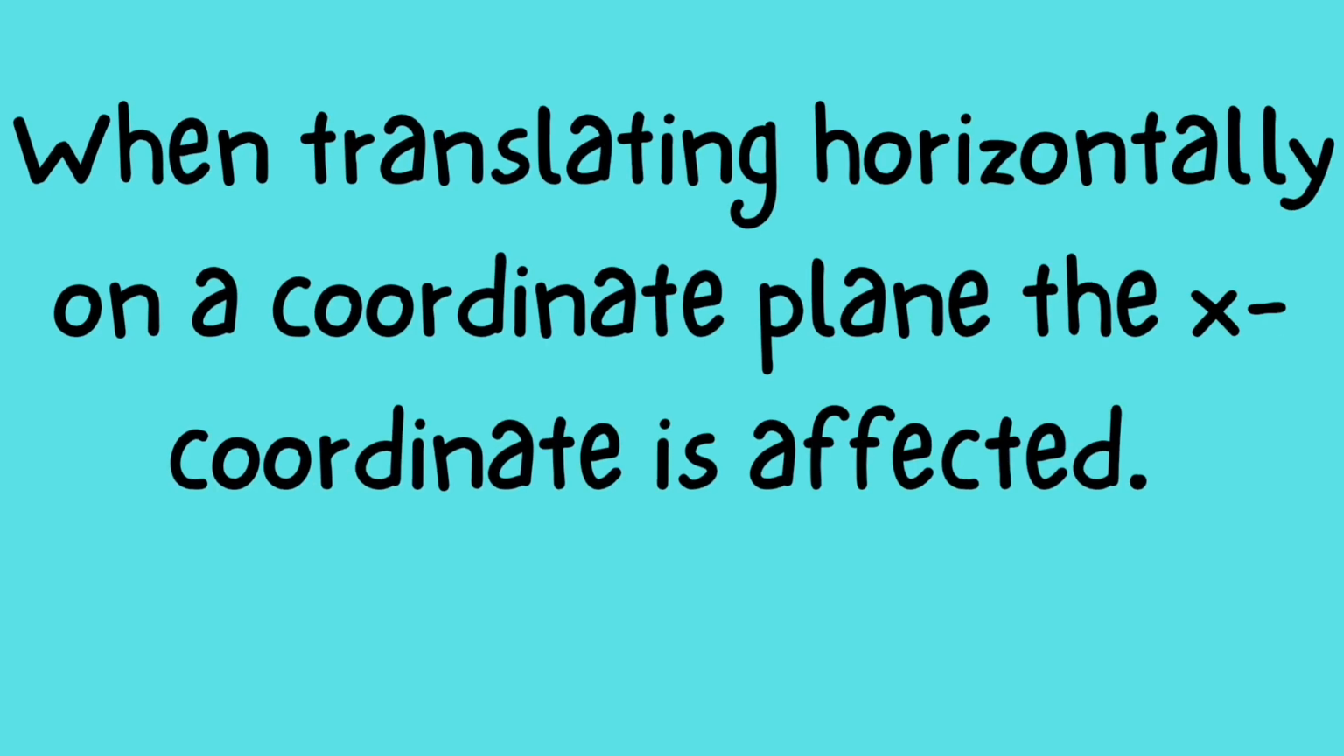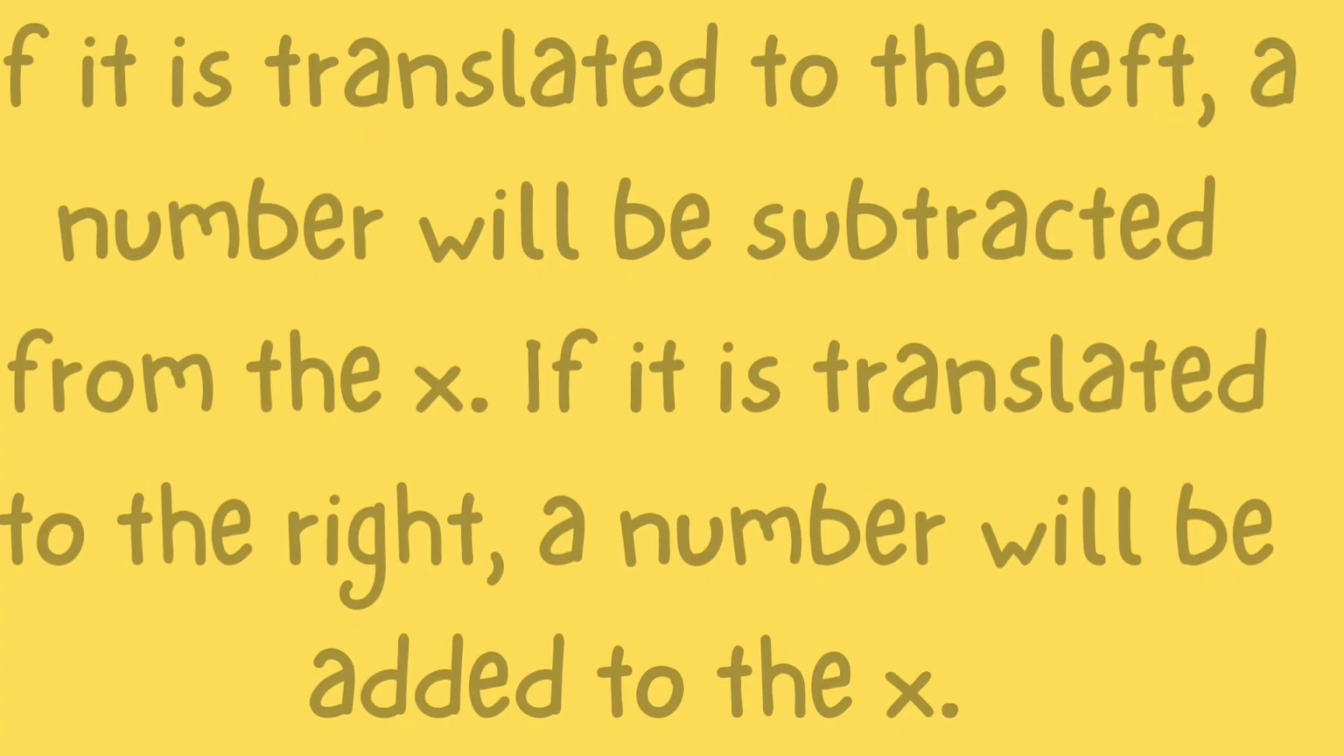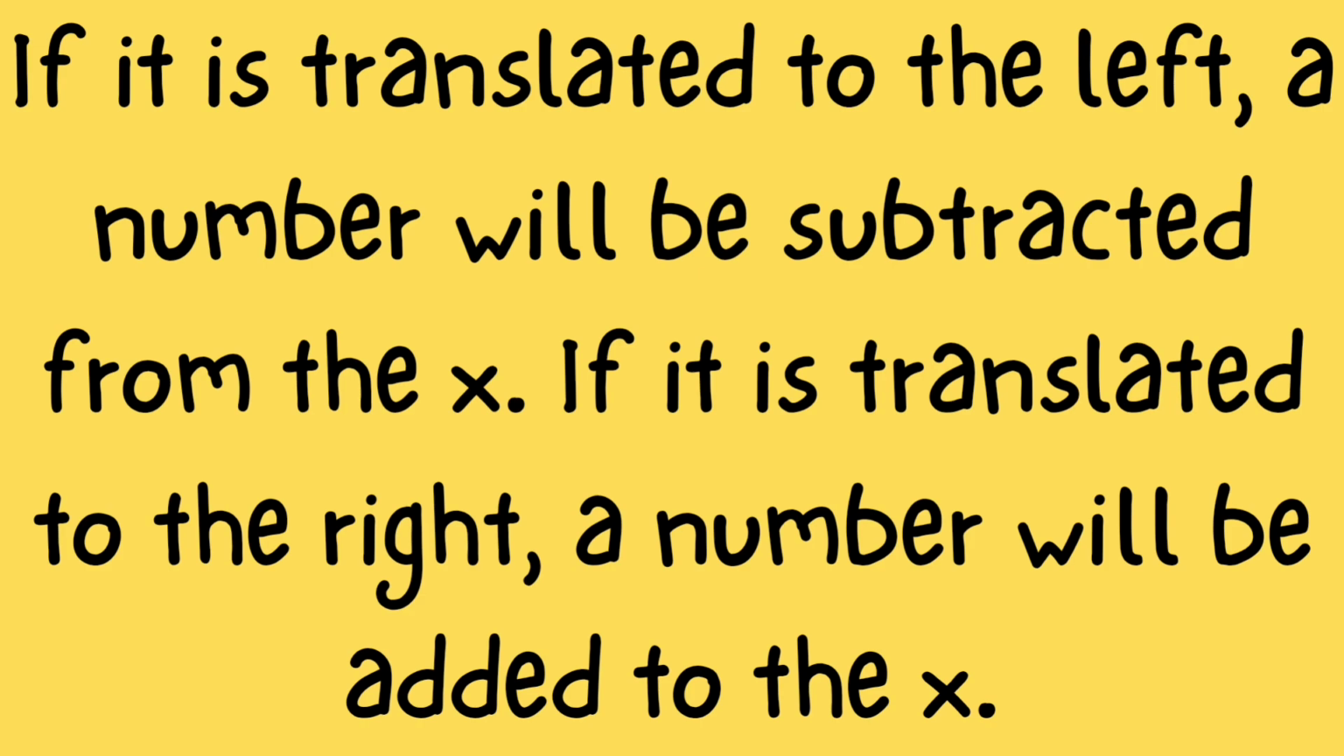When translating horizontally, that's left to right, on a coordinate plane, the x-coordinate is affected. If it is translated to the left, a number will be subtracted from the x. If it is translated to the right, a number will be added to the x.